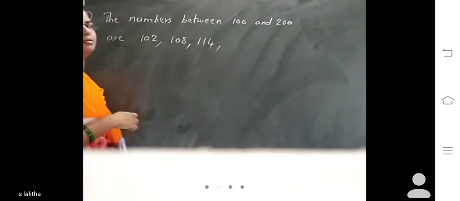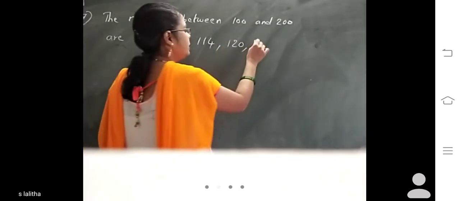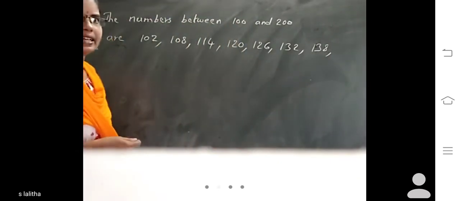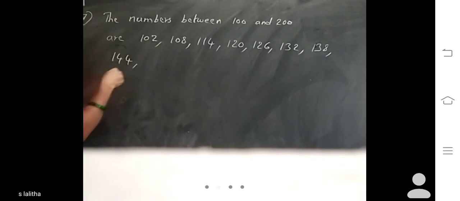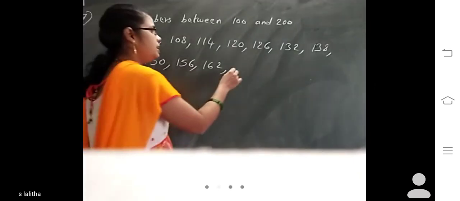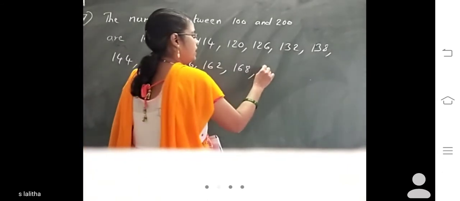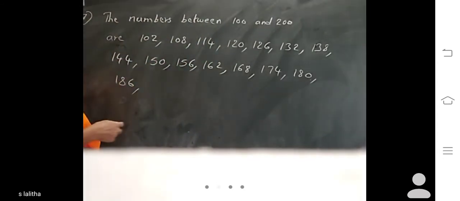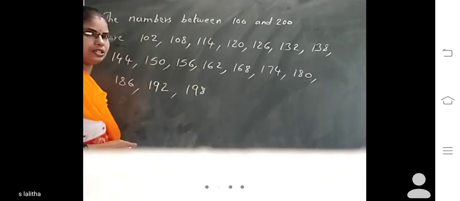Next 138. Add 6 again, 144. Again add 6, 150, 156, 162, 168, 174, 180, 186, 192, and 198. So these are all divisible by 6.